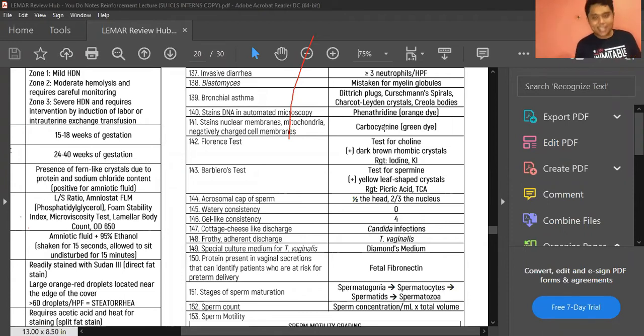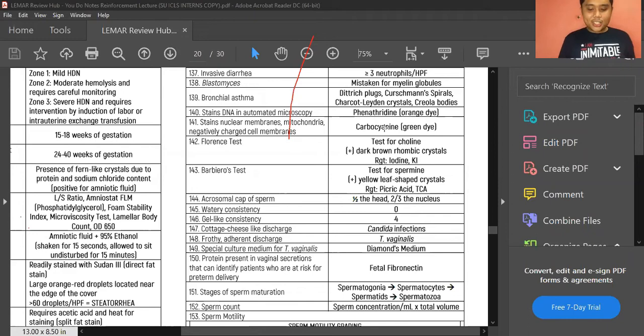0 watery, 4 gel-like. Okay? 0 watery for gel-like. Balik-balik yun sa mind para di mo mahanap. Okay? 0 watery for gel-like. Alright. Thank you, Sir Errol.